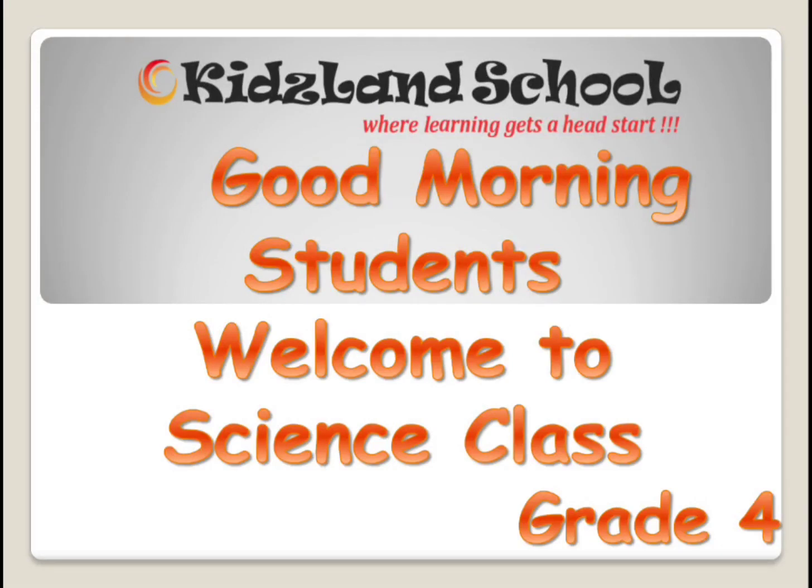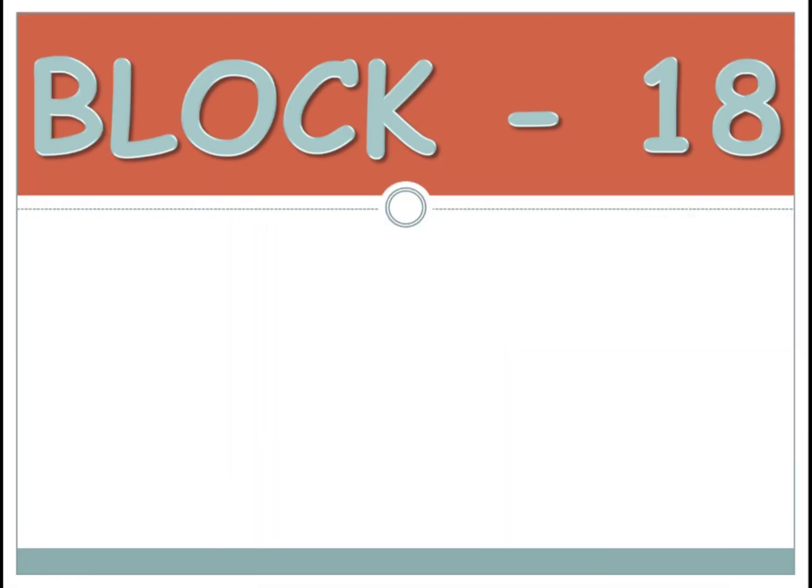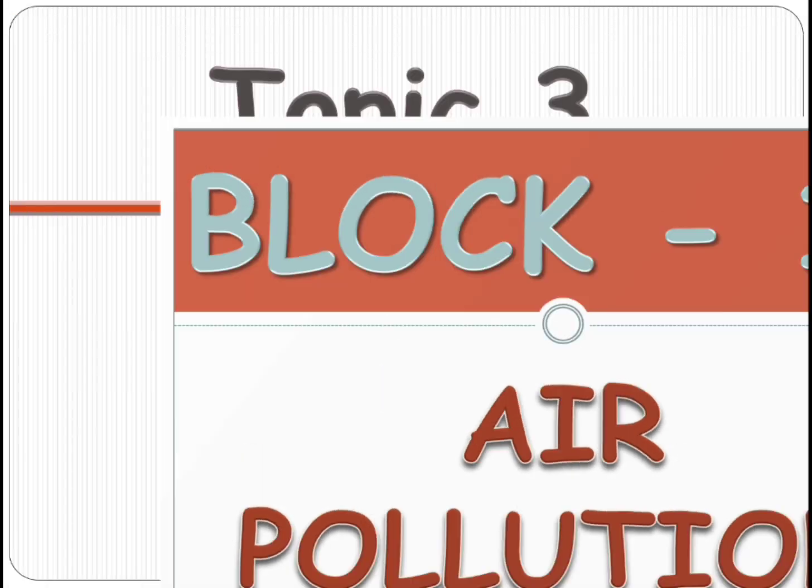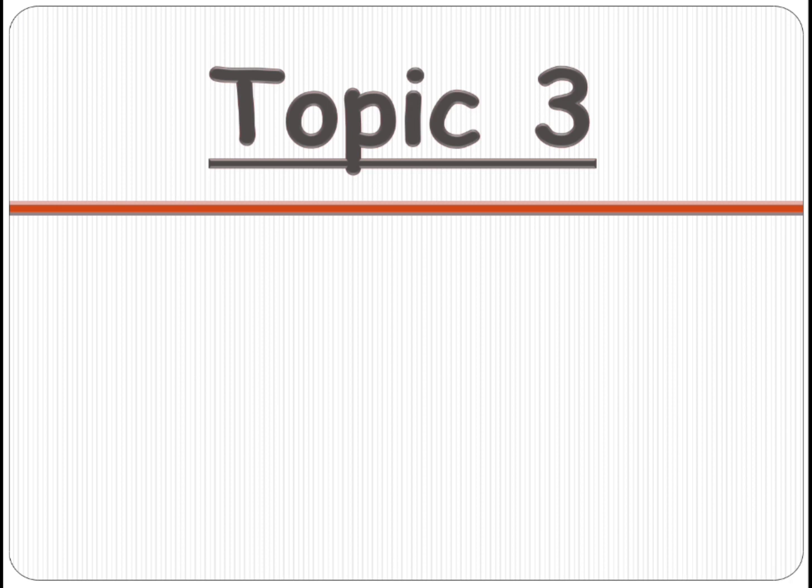So, in science, we are learning the 18th block, which is air pollution. Yes, in this, we have learned what we mean by air pollution, how air pollution occurs, and also the effects of air pollution. Isn't it, children? So, in the third topic, we are going to learn how to reduce the air pollution. Okay, reduce means to make it less.